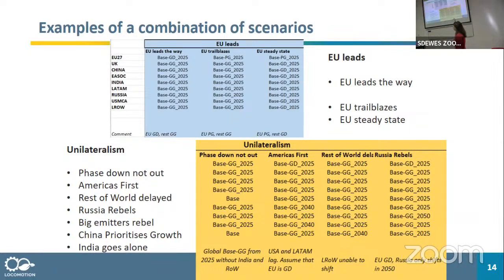Rest of the world delay. So we will assume that all goes green growth, but the rest of the world is not able to shift into policy action in 2025, but later in 2040. And now maybe this Russia rebels, given the new situation with the crisis, you go Green Deal, and Russia only shifts in the year 2050. This is another assumption for a combination which reflects a delay in action in Russia. So this is the way.